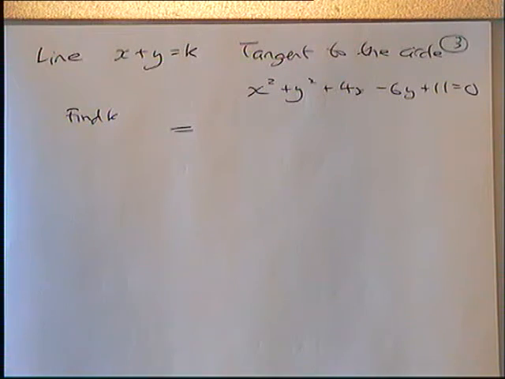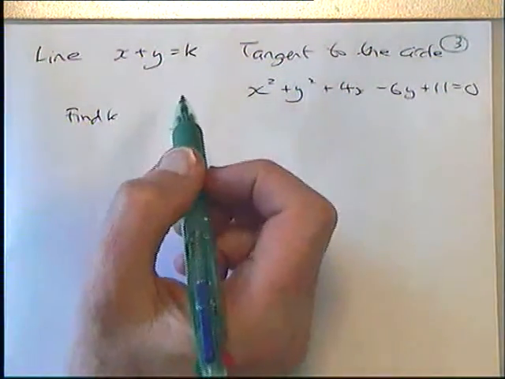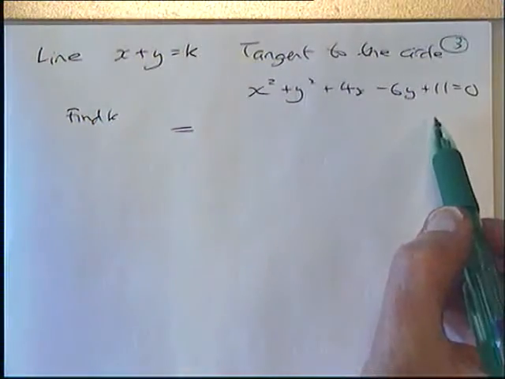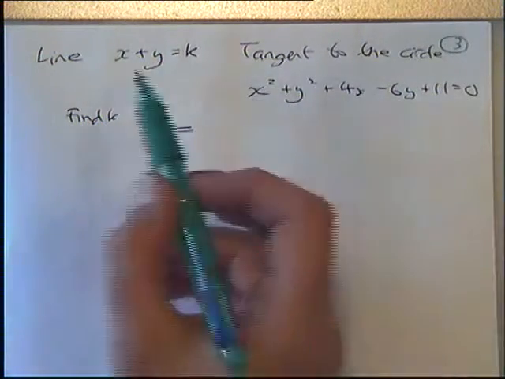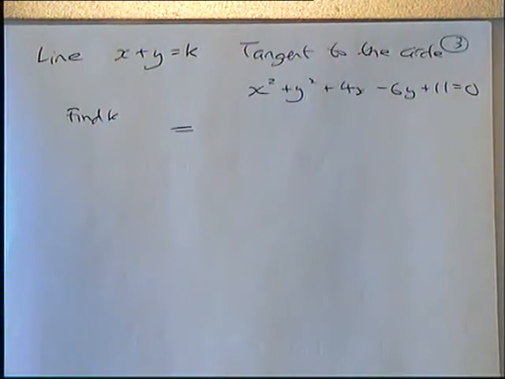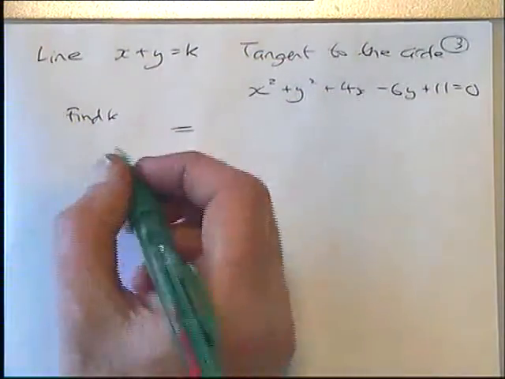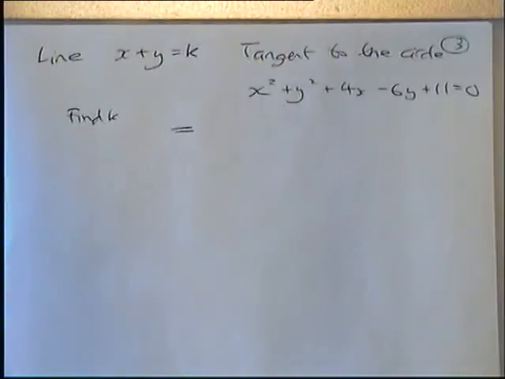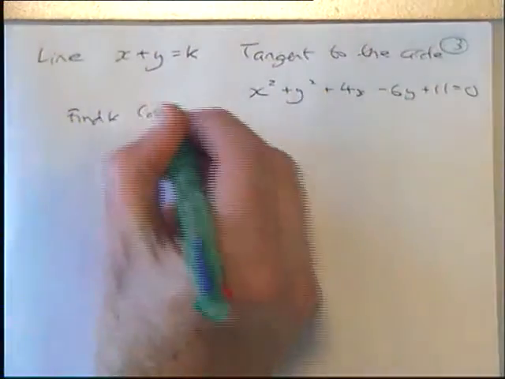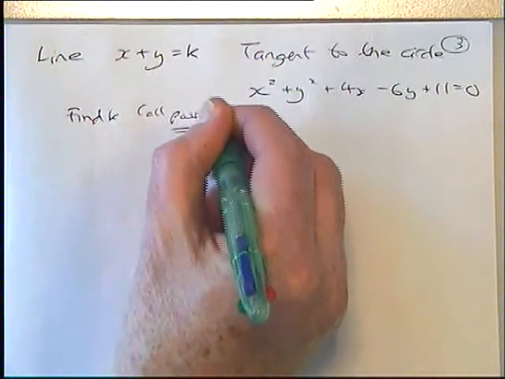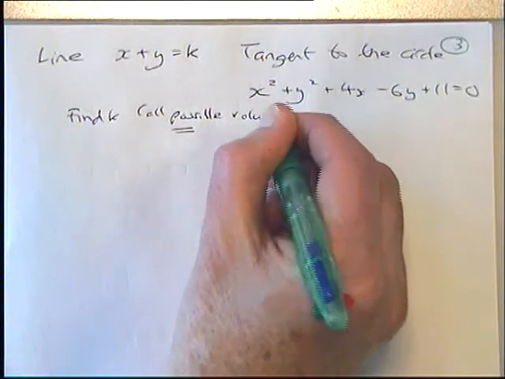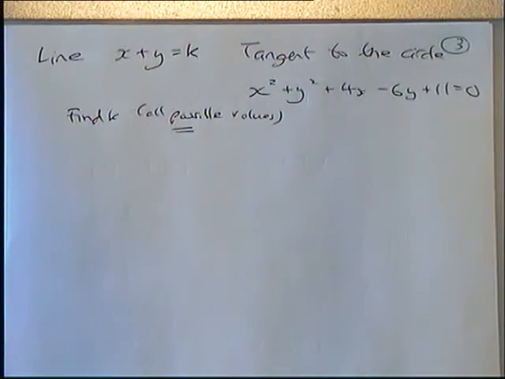We've got a question. We have a straight line, x plus y equals k. We have a circle, and we've got an equation. We're told the line is a tangent to the circle, and we have to find all of the possible values of k. Actually, not just find k, find all the possible values of k.